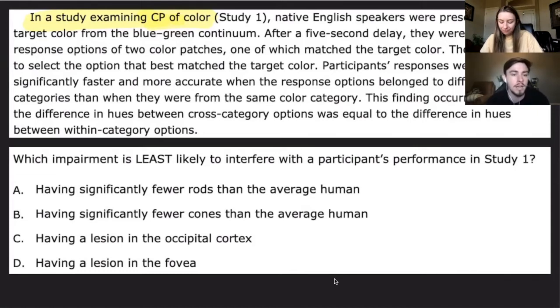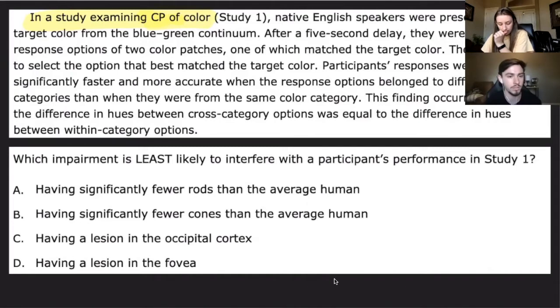and patch me. It says, in a study examining CP of color, which is shown in study 1, whatever CP is, native English speakers were presented with the target color from the blue-green continuum. Okay, so we're in the visible light spectrum. After 5 seconds, they were shown the response options of 2 color patches, one of which matched the target color. They're asked to select the one that matched it. Okay, so they're going to show me a color, make me wait 5 seconds, and say, pick between these two.